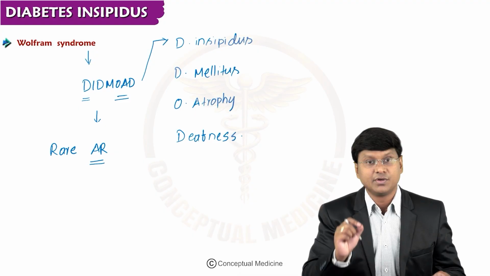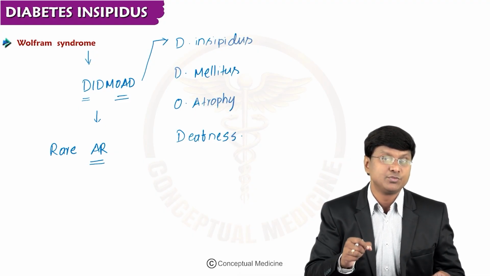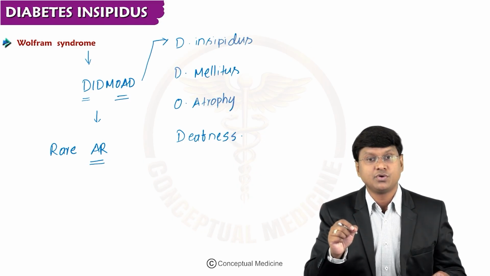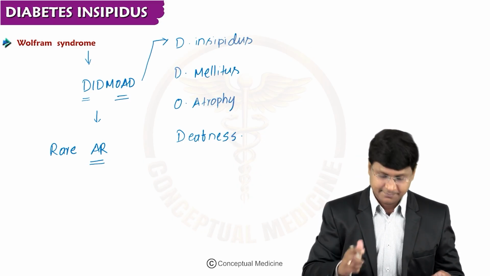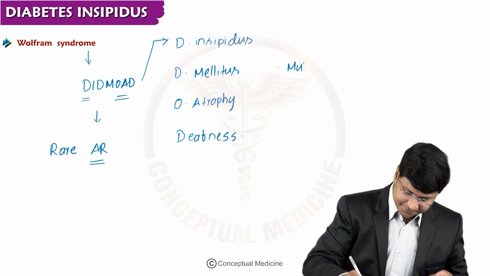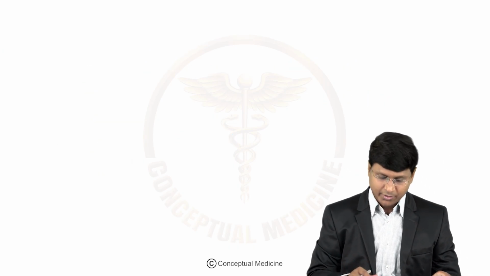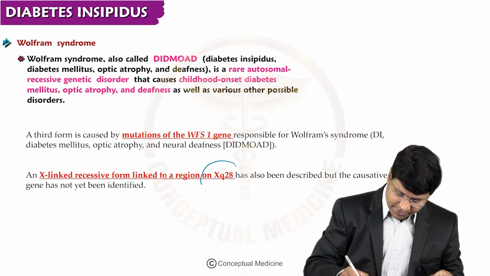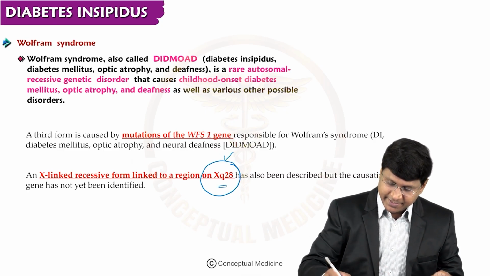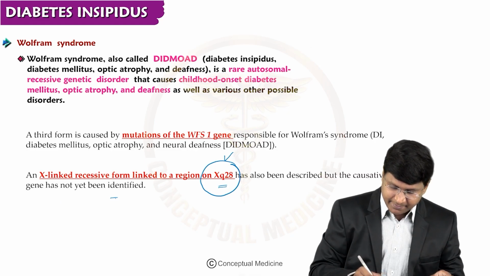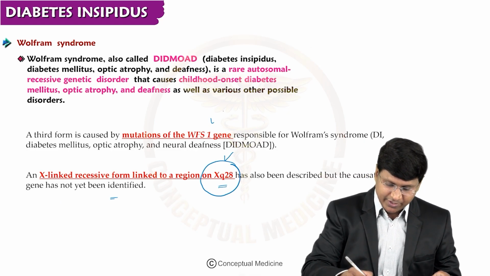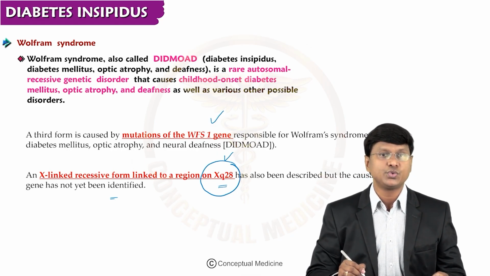Now, in this particular Wolfram syndrome, which is also called DIDMOAD syndrome, it is mainly due to mutation of a gene called WFS1 gene. Now, where is this particular gene located? So, if you see this gene, it's an X-linked recessive form. It is on XQ28. That has been described. The causative gene has not yet been identified. So, that particular gene, that is WFS1, it is present on XQ28.